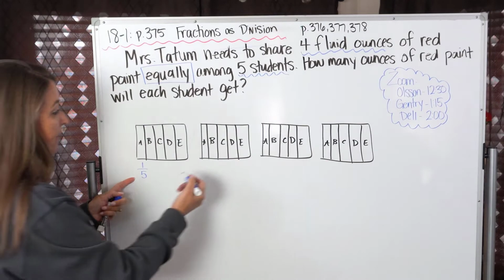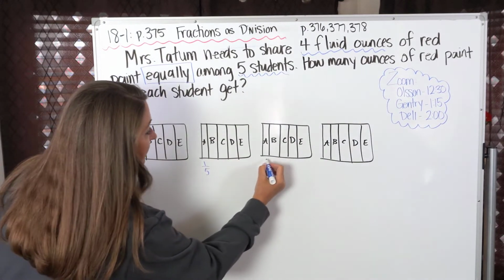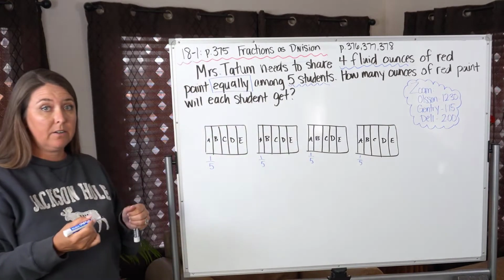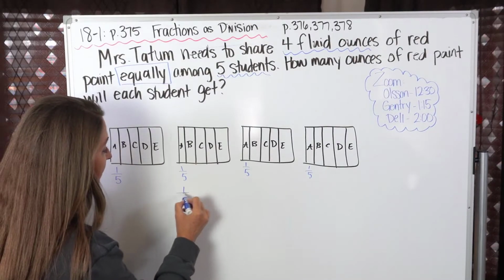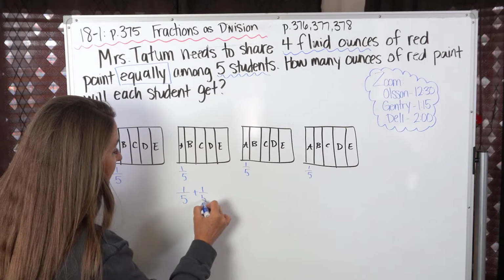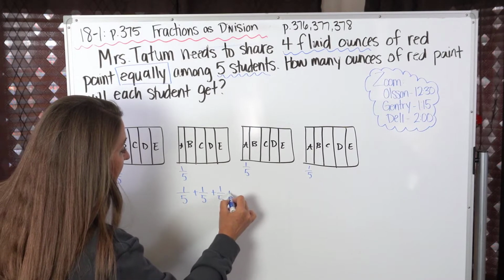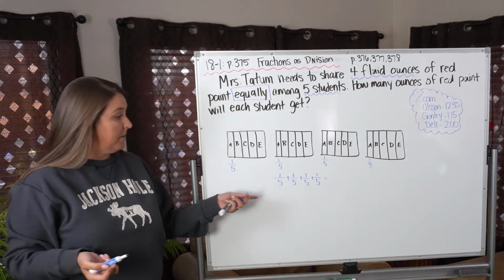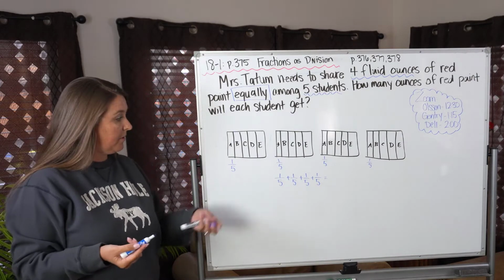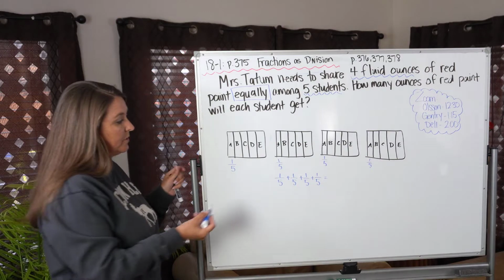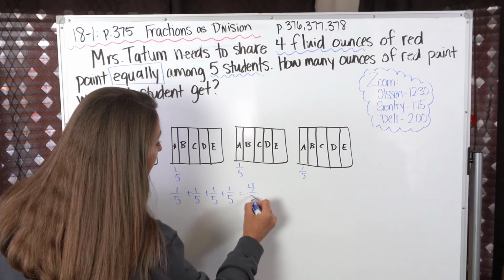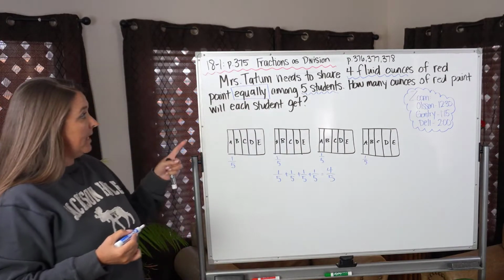So if I have 1/5 here, 1/5 here, 1/5 here, and 1/5 here, right? Then I can go ahead and add 1/5 plus 1/5 plus 1/5 plus 1/5. When we add fractions, we have to have a common denominator. We already have a common denominator, so we're just going to go ahead and add those numerators. 1 plus 1 plus 1 plus 1, 4/5.